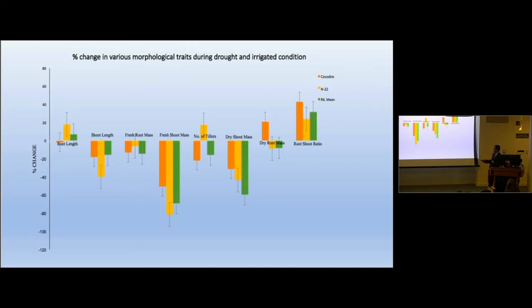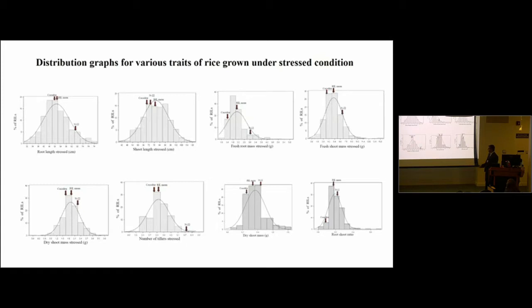And other traits mostly go on decreasing, except for the number of TLS that goes on increasing. And the root shoot ratio also goes on increasing because of the root length or maybe root mass. This is just a quick view of the distribution graphs of various traits. We have the parents, Cocodrie and N22, and the population mean lies in between them or on one side of the parent, and we have a lot of transgressive segregants in between them.